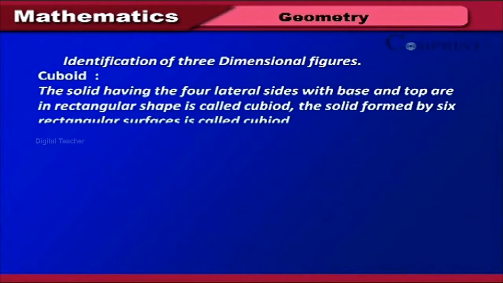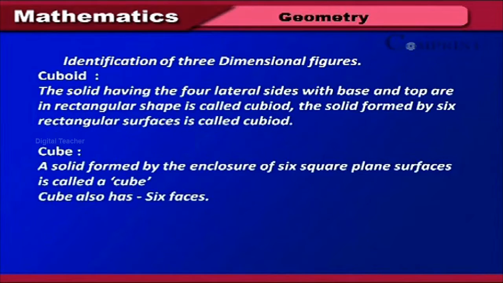Identification of three-dimensional figures. Cuboid. The solid having four lateral sides with base and top in rectangular shape is called a cuboid. The solid formed by six rectangular surfaces is called a cuboid. Cube. A solid formed by the enclosure of its six square plane surfaces is called a cube. A cube also has 6 faces, 8 vertices, 12 edges.